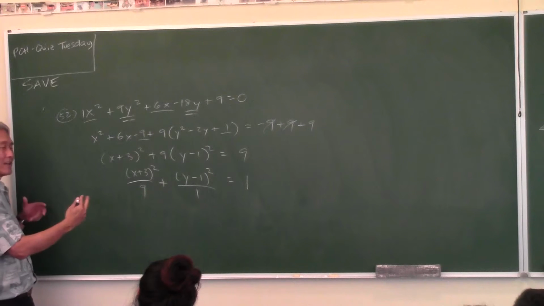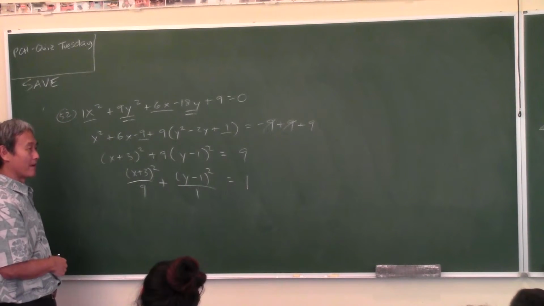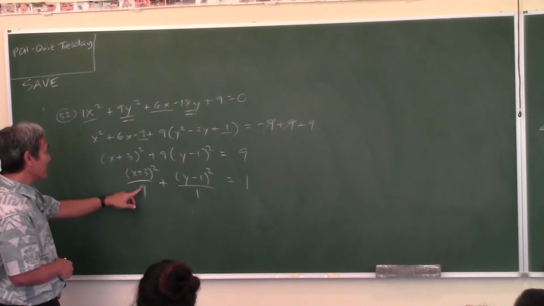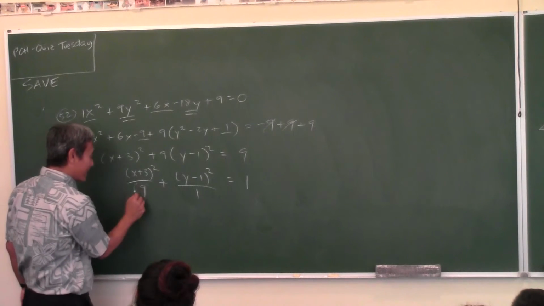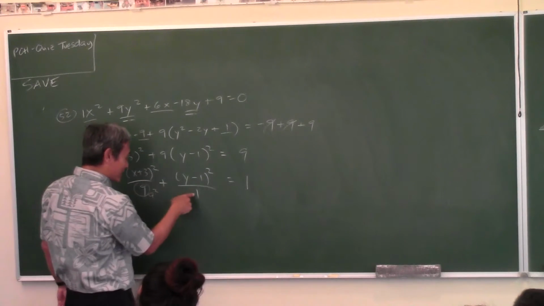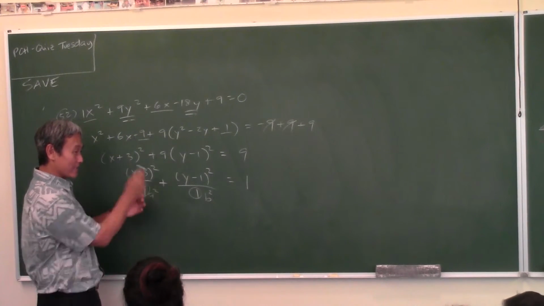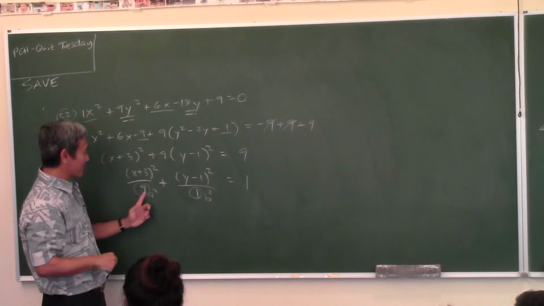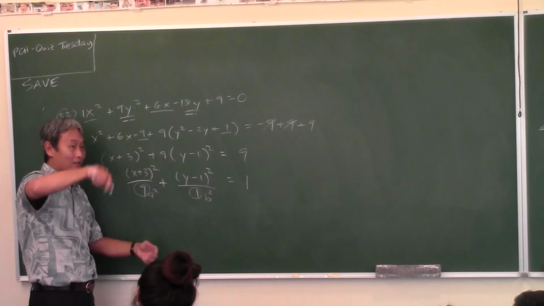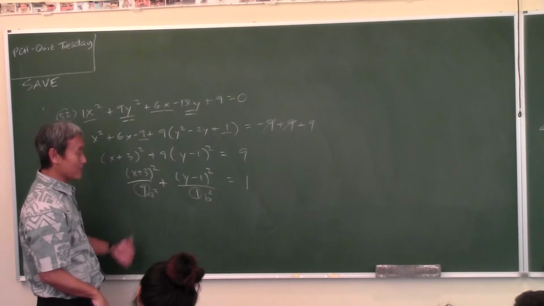So is this a left-right ellipse or an up and down ellipse? Look, the bigger number's under the x's. Look, the bigger number is a squared. The smaller number is b squared. If the bigger number is under the x's, then the ellipse is left and right. If the bigger number is under the y's, then it's up and down. But this one is under the x.